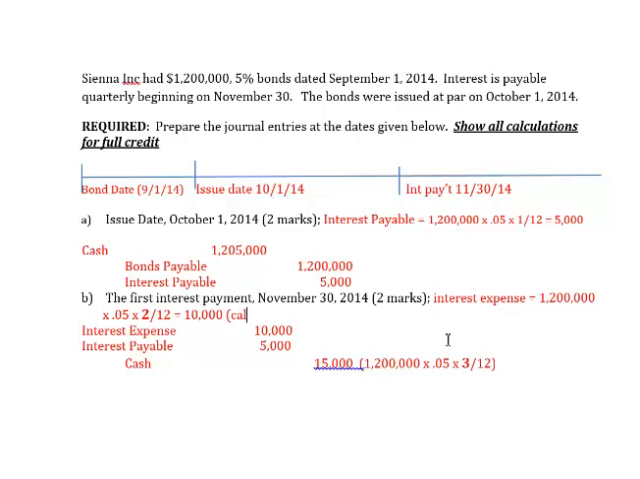So I'll just put a note here. Calculate expense from issue date to interest payment date, right? That's how you calculate it. And that's 2 months, so that's $10,000. Part of what the investors are going to get in cash is the $5,000 they paid up front at the issue date, October the 1st.